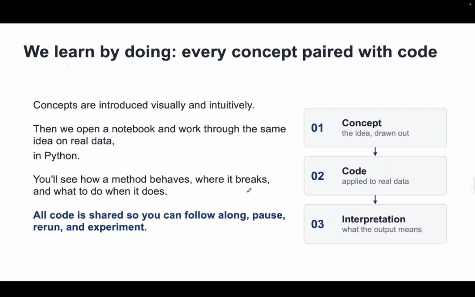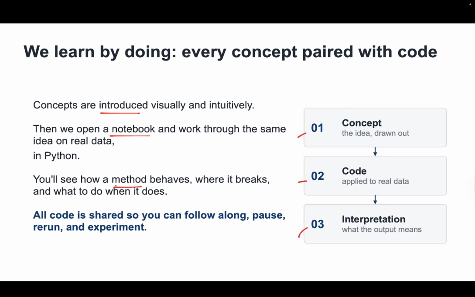Here's something that I would want to be upfront about. This course is not actually a lecture series where I just keep talking and you are sitting there listening. Here's the rhythm we'll follow. First, I'm going to explain the idea and draw it. I'll show you the intuition visually. Then we'll open up a Python notebook together. We apply the method to real data. Finally, we are going to look at the output and figure out what it actually means. Every method will have a concept, code, and interpretation, and every notebook is yours to keep.